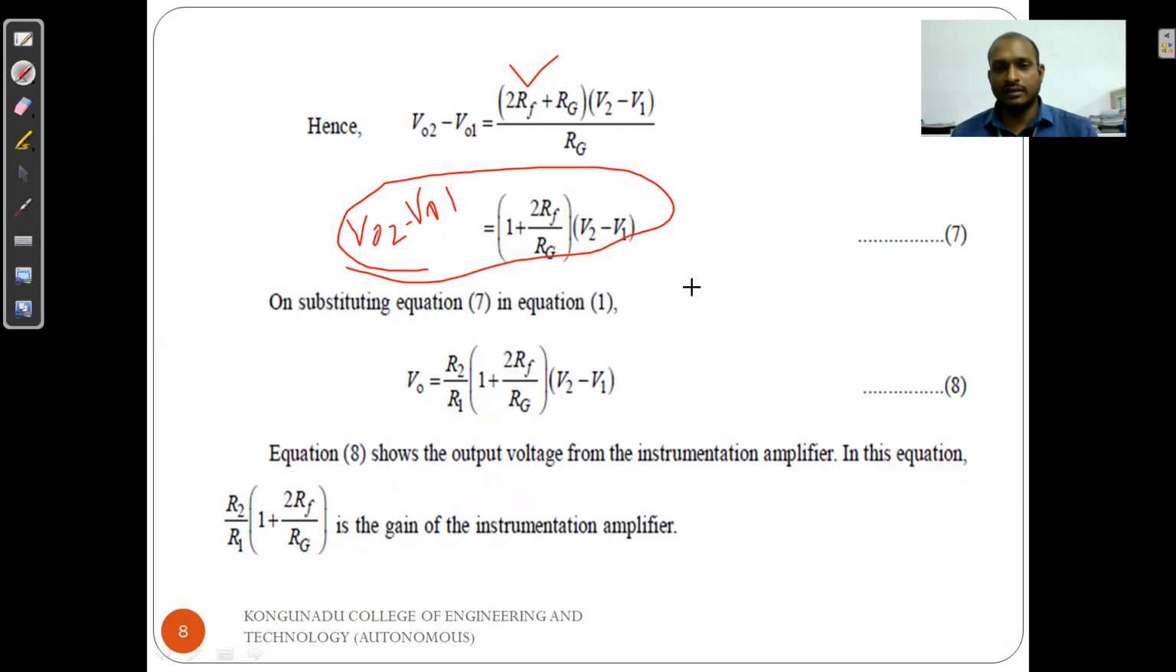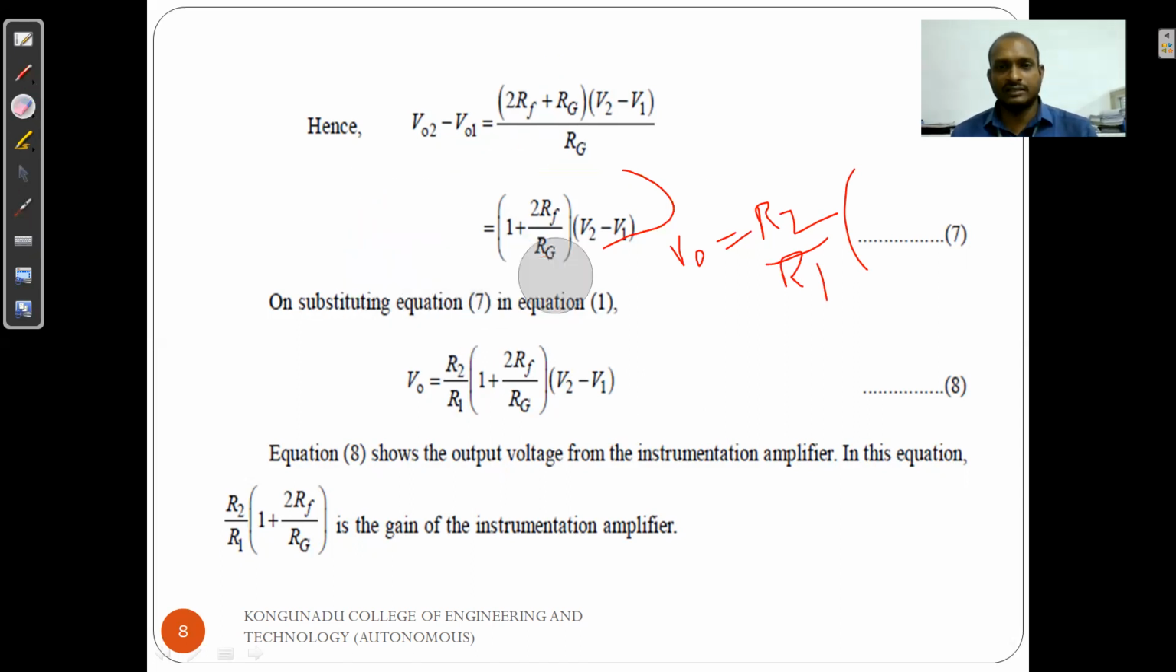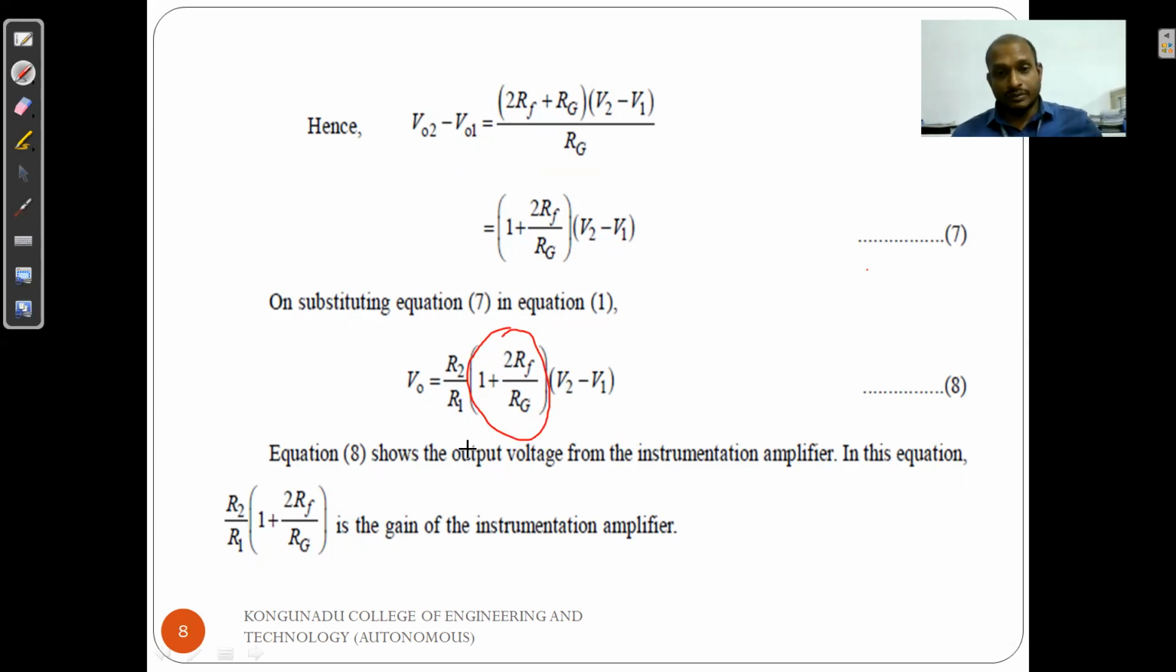So we are going to write V0 is equal to R2 divided by R1 into (1 plus 2 Rf divided by Rg) into (V2 minus V1). Finally, we are getting this equation. This part is called the gain of the amplifier: R2 divided by R1 into (1 plus 2 Rf divided by Rg) is the gain of the instrumentation amplifier.